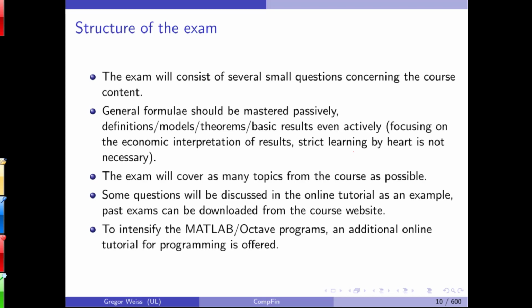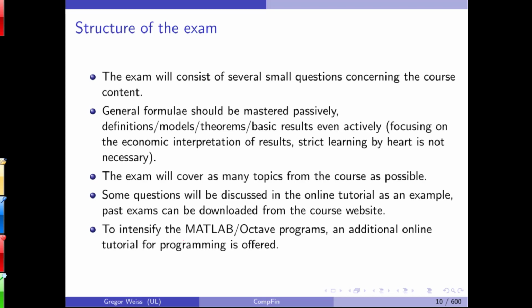I will try to give you smaller questions, but I will try to cover all areas in the lecture. So if you realize that you haven't learned a part of the lecture, the exam will not be a complete disaster, but you will only have to skip, let's say, 5 points out of 90. Okay? Some questions will be discussed in the online tutorial, and you also have the past exams.